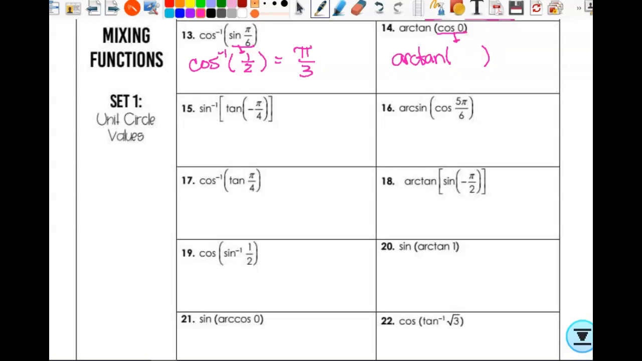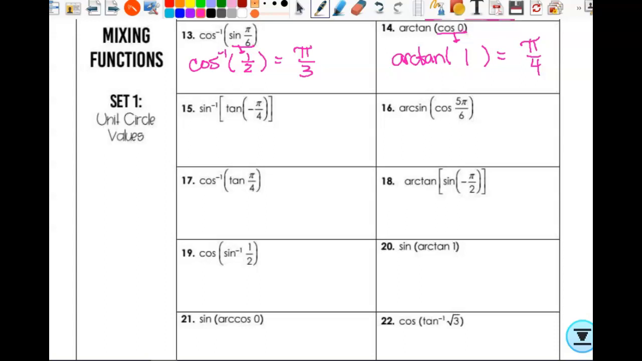Okay, be careful. If I'm taking the cosine, this has to be an angle, right? The cosine inverse of 0 is pi halves, but this is the cosine of 0, which is 1. Do you see the difference there? Because I'm not asking what angle gives me a cosine value of 0. It's what is the cosine of 0. And then here, what angle gives me a tangent value of 1? Pi fourths. Very good. Any questions on those?